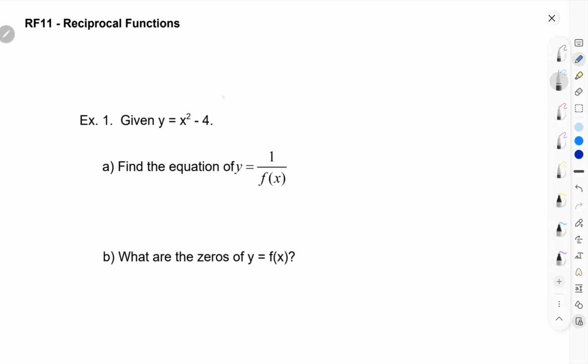So again, this is my equation. This is f of x. I can call it y, I can call it f of x just to specify it's a function. So if I want to take the reciprocal of this, I just put the whole function in the denominator.